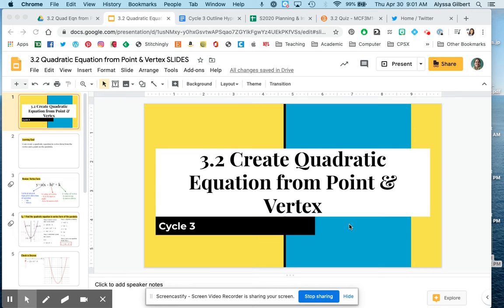Okay, math. This is cycle three. This is the second lesson. Last lesson, we created equations in the form of the factored form using a point and the zeros. Today, we're going to do the same thing, except we're going to make equations from a point and the vertex.